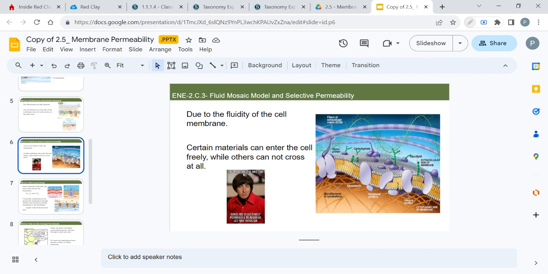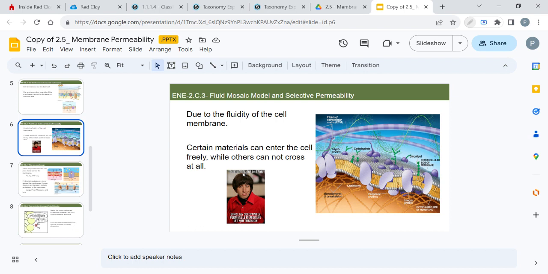So because of it being fluid, there are certain things that have the ability to move through the cell membrane easier than others. And it actually has to do with its polarity. I'm going to go right into the next one.